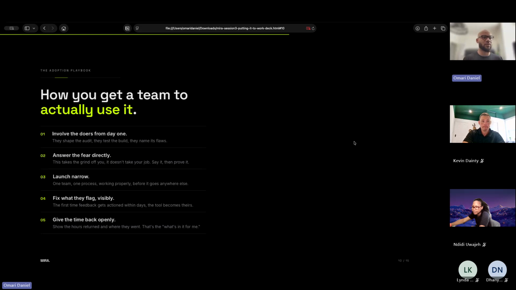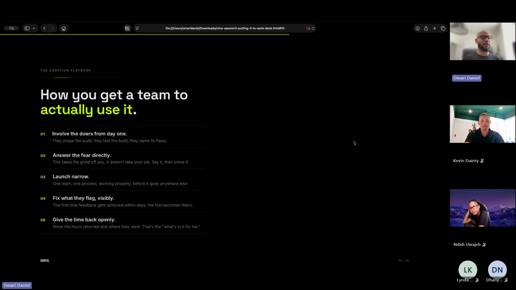Launch narrow, so one team, one process, working properly before it goes anywhere else, but with a holistic plan of where it's going to go, rather than just building in isolation. Fix what they flag visibly. So feedback loops amongst the actual users of these systems are super important.